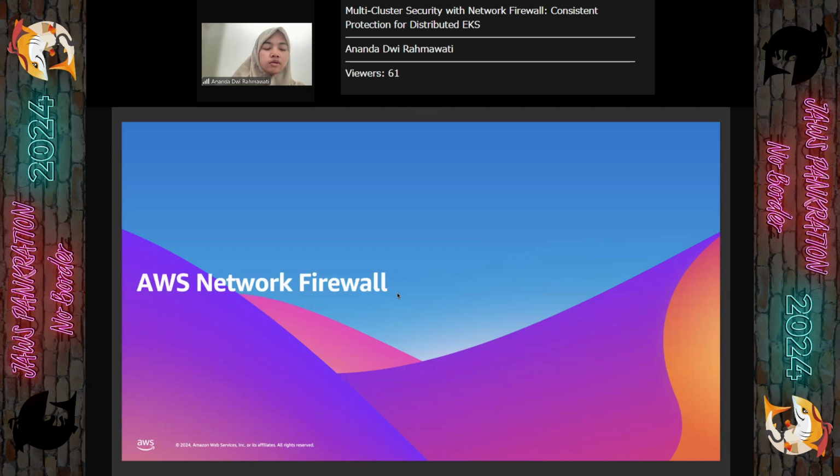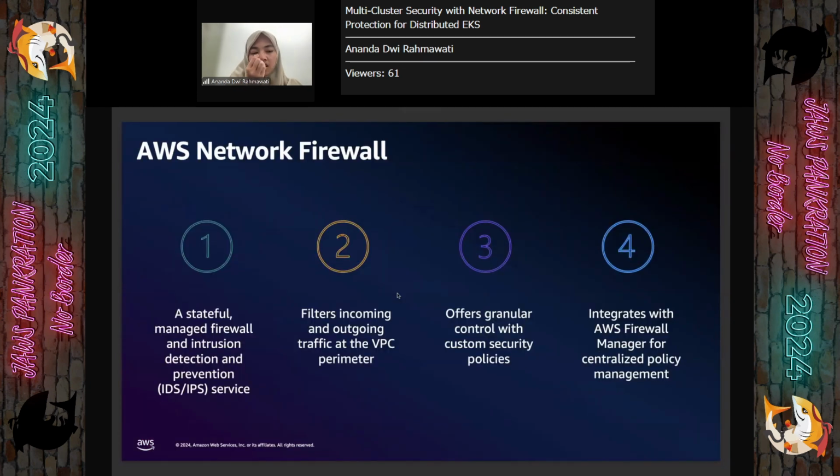So what is AWS Network Firewall? First, AWS Network Firewall is a stateful, managed firewall and intrusion detection and prevention (IDS/IPS) service. The second is that it filters incoming and outgoing traffic at the VPC perimeter. So when we go to the AWS Network Firewall dashboard, we can first configure the AWS Network Firewall itself. Then we can attach the network firewall to a specific VPC and subnet.